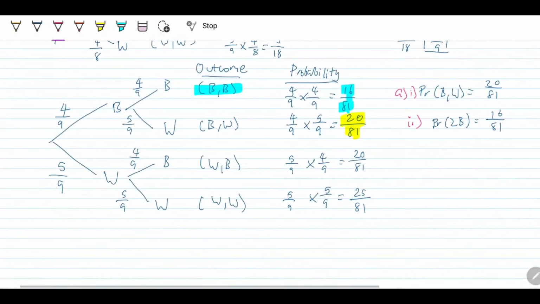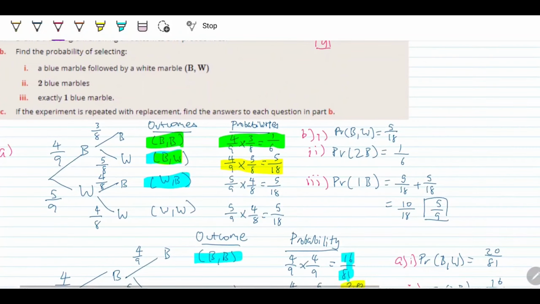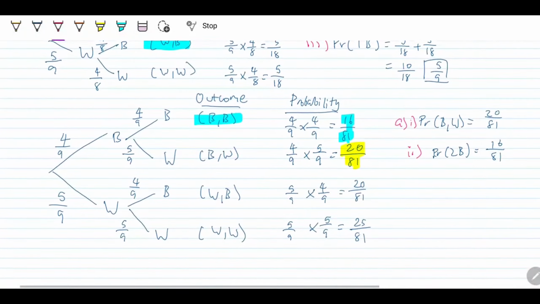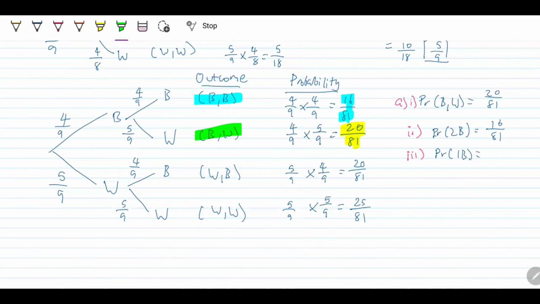And finally in part III, that's asking us exactly 1 blue marble. Blue and white, white and blue. So it's 20 on 81 plus 20 on 81. That's going to give me a value of 40 on 81.